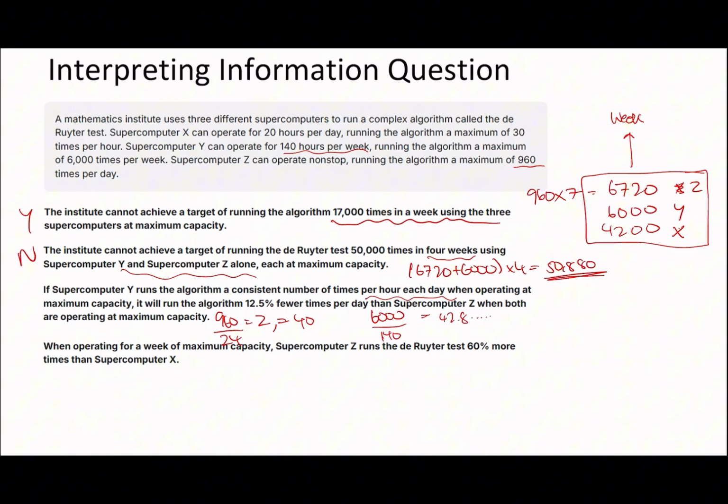It will run the algorithm 12.5% fewer times. So you don't even need to work this out. You can see it's already going to be greater. So the answer here is going to be no once again.